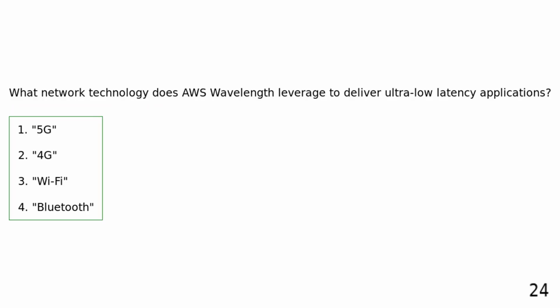What network technology does AWS Wavelength leverage to deliver ultra-low latency applications? 5G, 4G, Wi-Fi, Bluetooth. AWS Wavelength leverages the 5G network to deliver ultra-low latency applications by deploying infrastructure at the edge of the network.